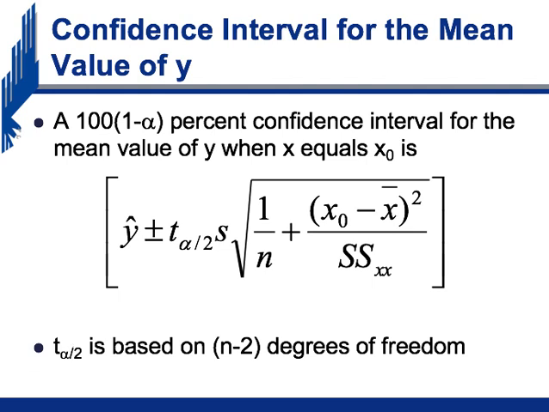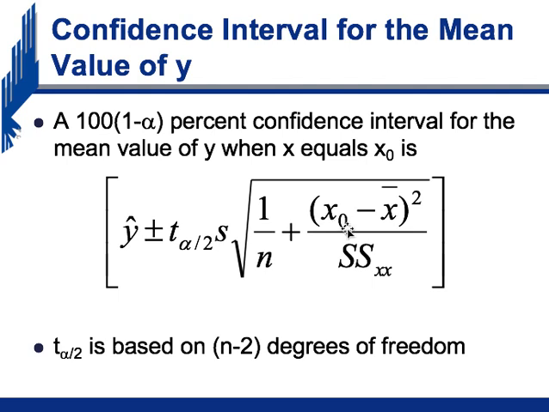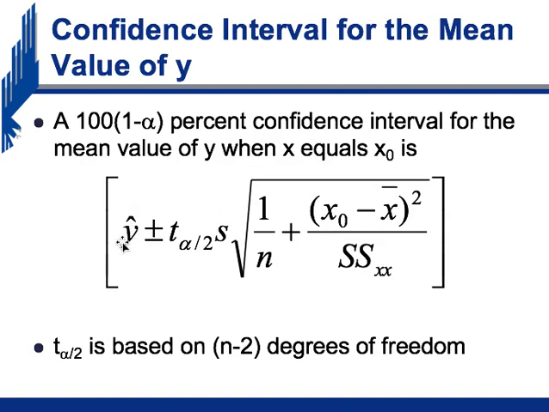So for the QHIC case, the confidence interval was also provided. That's 1187.78944 to 1309.06251. And these two values were computed using that formula. So here, if you have a certain value for x, which is 220, so that will be your x sub 0. Now, y hat, the predicted value using the model is 1248.42597. So that will be the value of y hat in this formula.